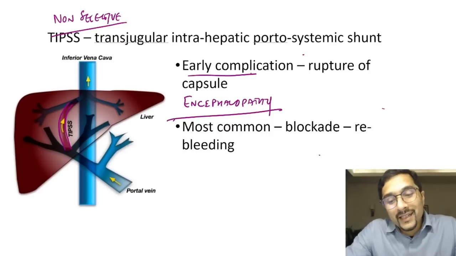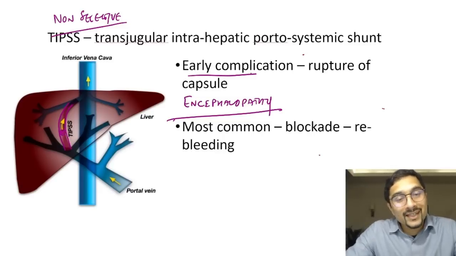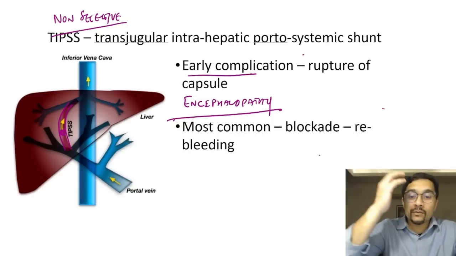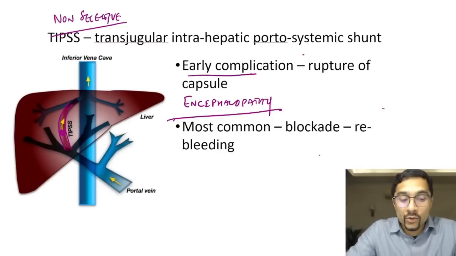But the most common late complication is blockade of the shunt. The shunt can get blocked, and if the shunt gets blocked, what is going to happen? The pressure again will increase, and that will give rise to rebleeding.